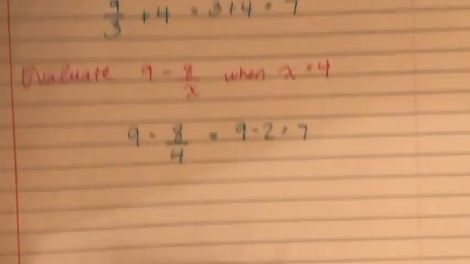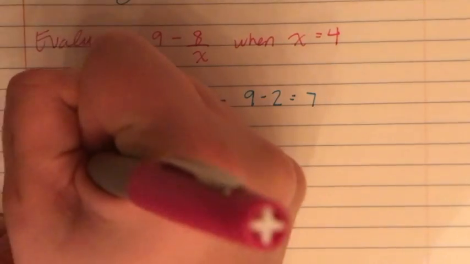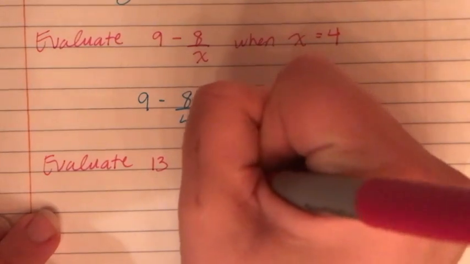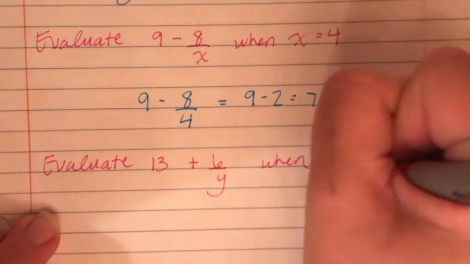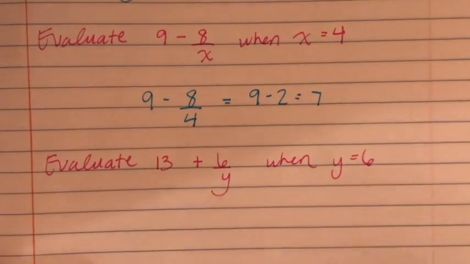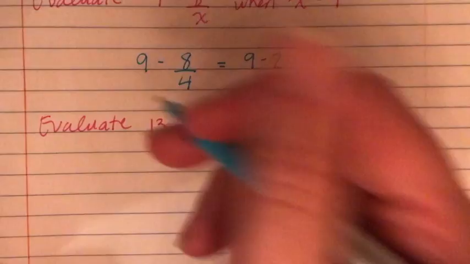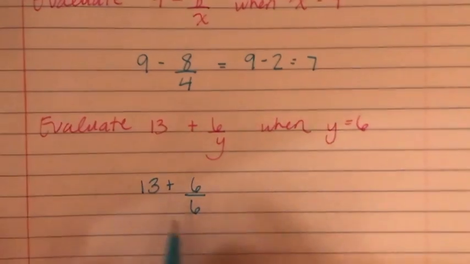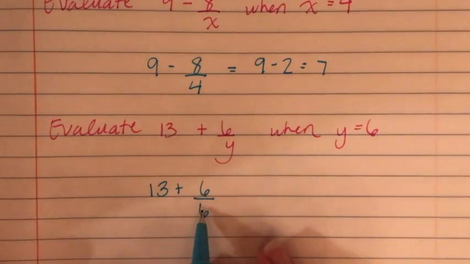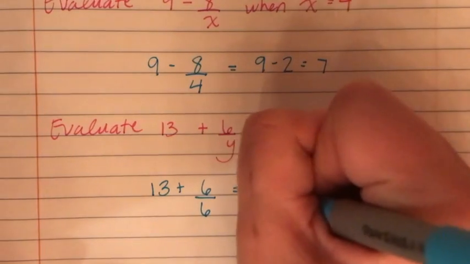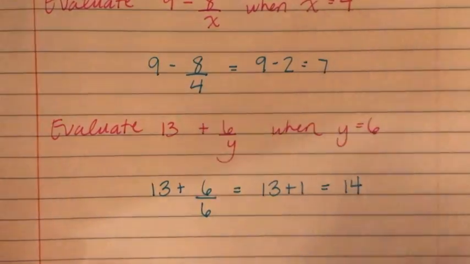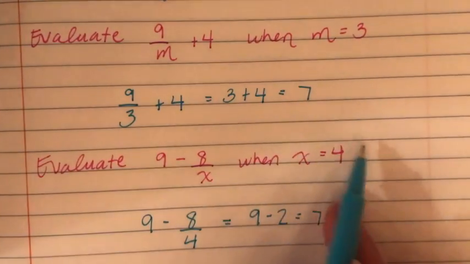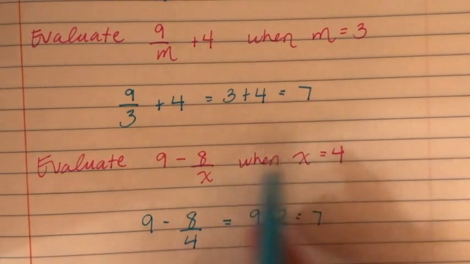Okay, let's do one last one. Evaluate 13 plus 6 over y when y equals 6. Okay, so again, I replace. So I get 13 plus 6 over 6. Order of operations tells me I do this first. 6 divided by 6 is 1. So I have 13 plus 1, and I get 14 as my final answer. So again, with all of these, wherever you see the variable, you replace it with whatever value has been assigned to that variable.